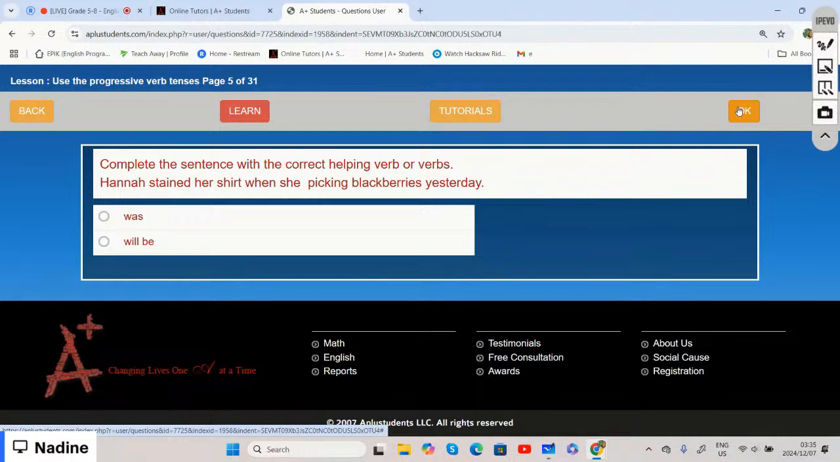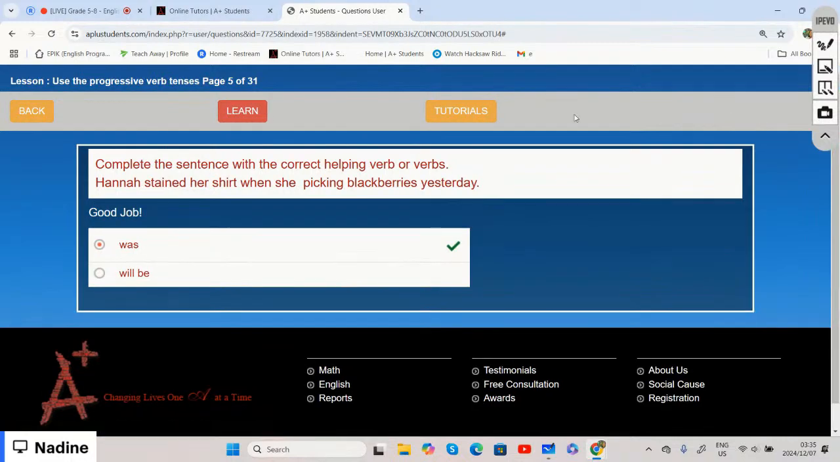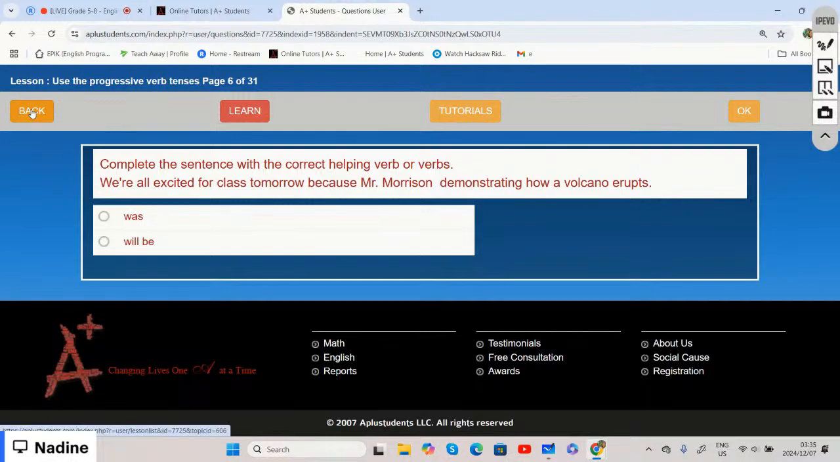All right, and if we were to select the correct option, we will say Hannah stained her shirt when she was picking blackberries yesterday. And yesterday is also a clear indication of telling us that it is in the past. Well done.